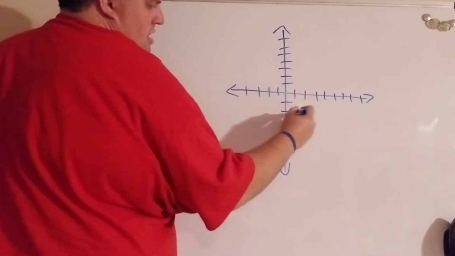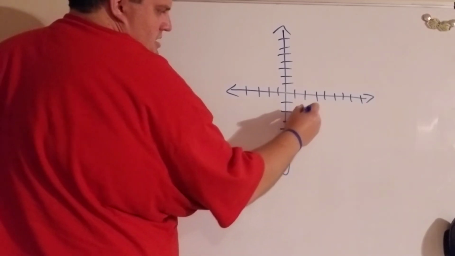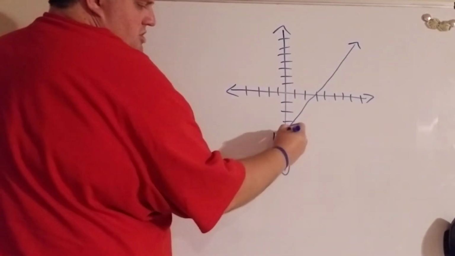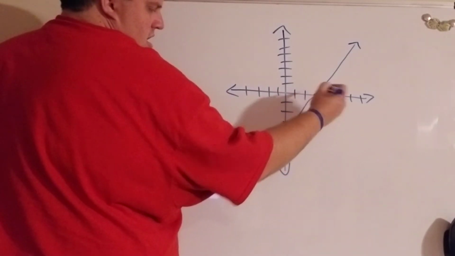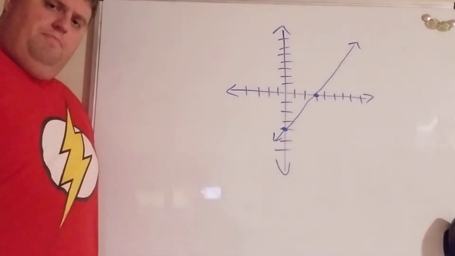And it's going to cross. I'm just going to draw a line. It looks something like this. Let's pretend like it's straight. All right, so I can see that I have an x-intercept and a y-intercept.